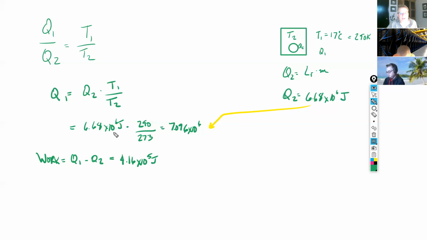I like this one. I think this is one where you can understand what I'm doing, because when you look at this picture, I'm at temperature T2, at a cold temperature, and I'm extracting heat. And I'm putting heat into T1.